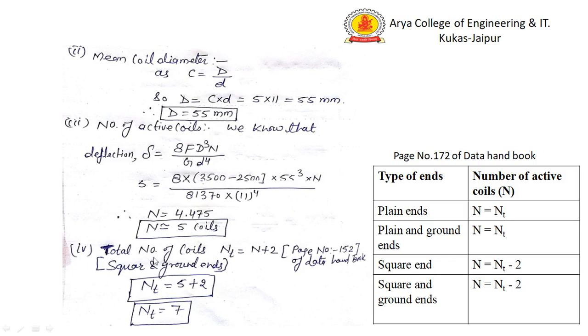Now the total number of coils. This point we have already discussed in the first lecture. So these are the values, and the given end style of the spring is square end, ground end. So for square end, ground end, N is equal to NT minus 2. Here we calculate N is equal to 5. So NT is equal to N plus 2, and it is equal to 7.